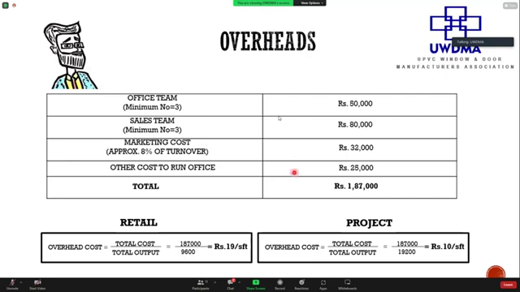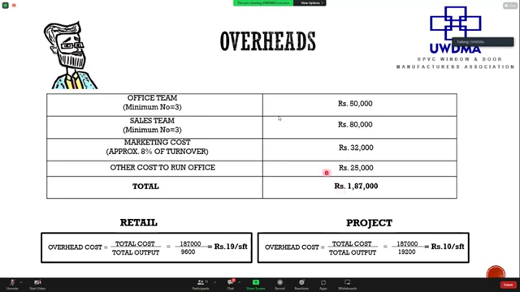And there are so many costs in running an office, like electricity, your printers, your papers. So all these things, just assume that it is coming to 1,87,000. It could be more, of course, it could be less also. So you can put it according to whatever your sum is coming.